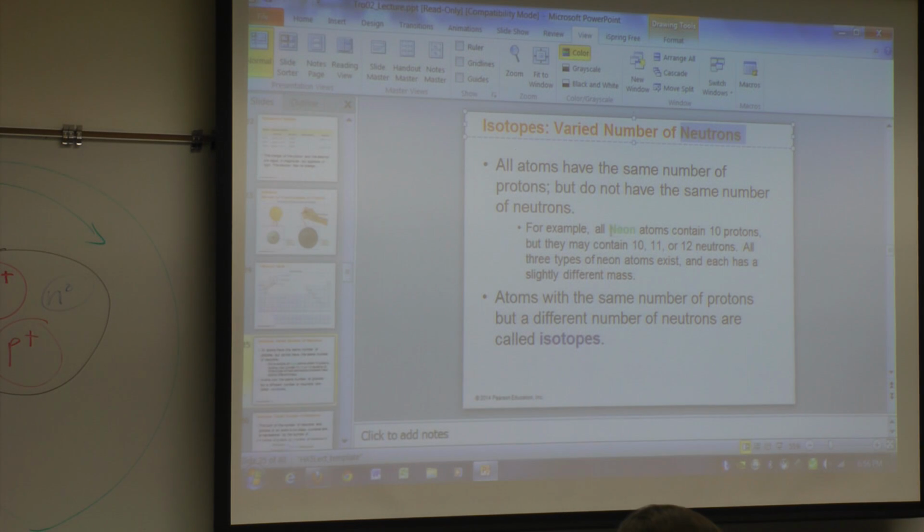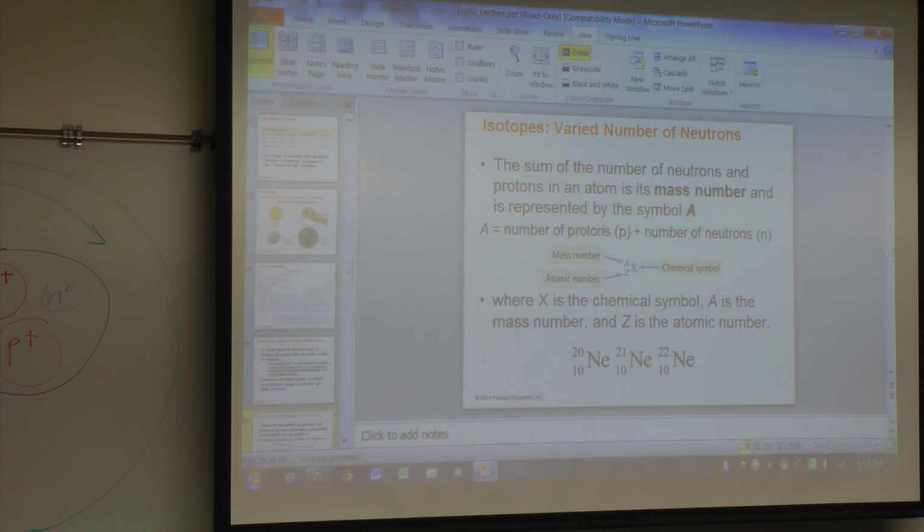So our PowerPoint slide talks about neon. So neon is 10, right? You see 10 on the top right on neon? Does everyone see that? Yes, the far right. But then it could actually have not just 10 neutrons, it could have 11, it could also have 12. And we refer to the different number of neutrons as isotopes. Okay, so make sure you know that isotopes are the different number of neutrons.